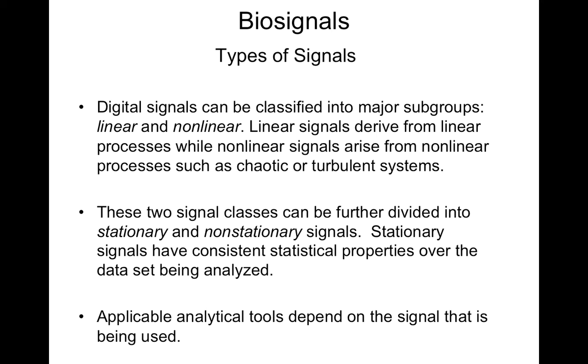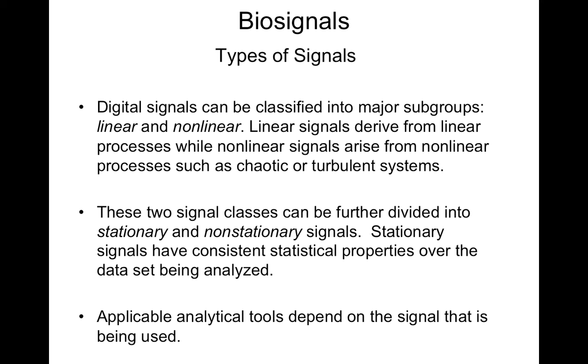Now, there's an additional classification called stationary and non-stationary. Basically, a stationary signal is going to have statistical properties that don't vary over the data set being analyzed. A non-stationary signal will have statistical properties that can vary. In electrical engineering, we often put a little more rigorous definition on this and say that a stationary signal will have, in addition to consistent statistical properties, a consistent frequency spectrum. So whatever analytical tools we apply really depend on the signal that's being used.